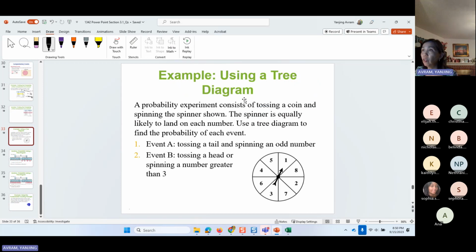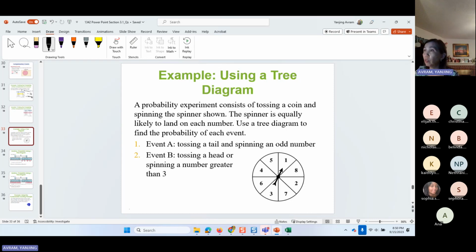Okay, so using a tree diagram: the probability experiment considers tossing a coin and spinning a spinner, where the spinner is equally likely to land on each number. Use a tree diagram to find the probability of each event. Event A is tossing a tail and spinning an odd number.